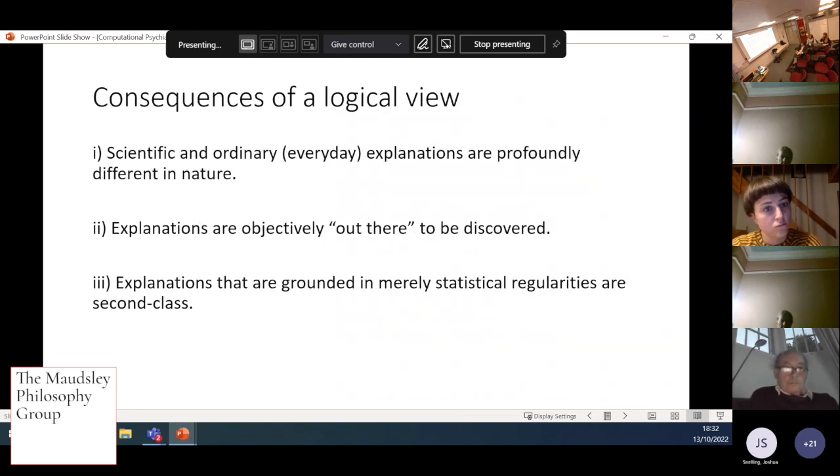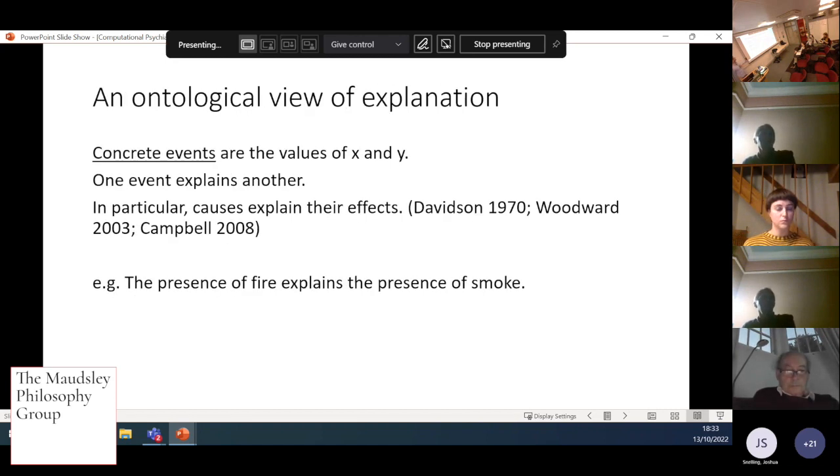The consequences of the logical view. Scientific and ordinary explanations, everyday explanations that we give to one another, are profoundly different in nature. Explanations are objectively out there to be discovered, and explanations that are grounded in merely statistical regularities are second class, right? So it's no secret that Hempel had a very hierarchical view of the sciences, right? And right at the top was physics. Physics is the emperor of science. Okay.